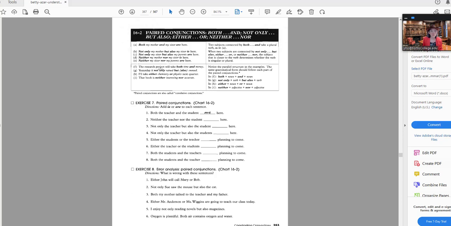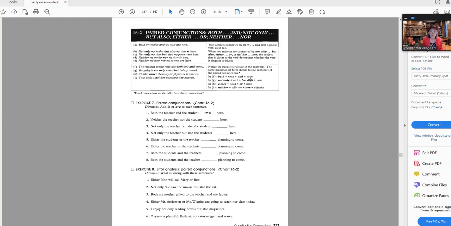The research project will take both time and money. Yesterday, it not only rained, but also snowed. I'll take either chemistry or physics next quarter. This book is neither interesting nor accurate. So notice the parallel structure in the examples. The same grammatical forms should follow each pair of the paired conjunctions.